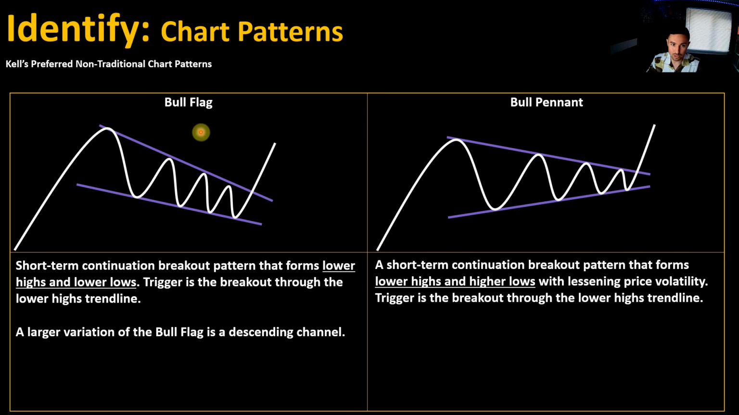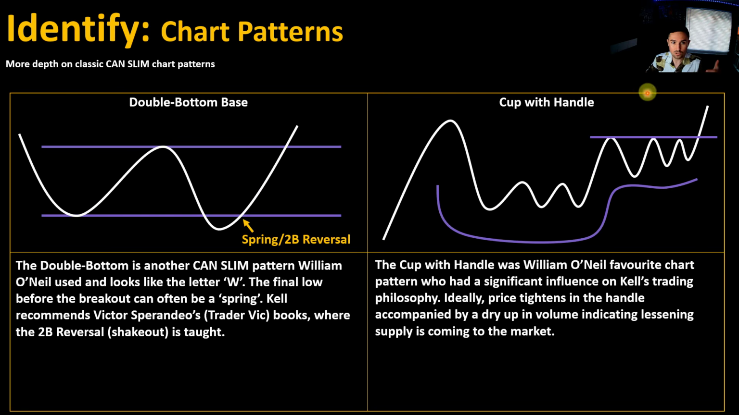The difference between a bull flag and a bull pennant, which you are going to see a lot of in this presentation, is that a bull flag is making a series of lower highs and lower lows, whereas a bull pennant is making a series of lower highs but higher lows. That is basically the difference. You are also going to see a couple of other ones, like a double bottom base, and Trader Vic, who came up with the 2B reversal, which is basically a Wyckoff spring in a way. You can oftentimes see this as well. So Oliver is aware of springs and things like that in these bases.